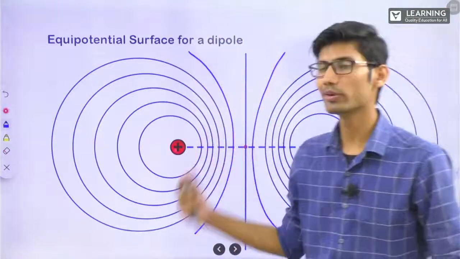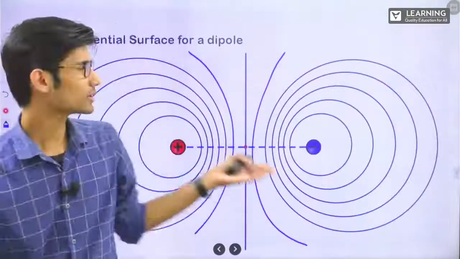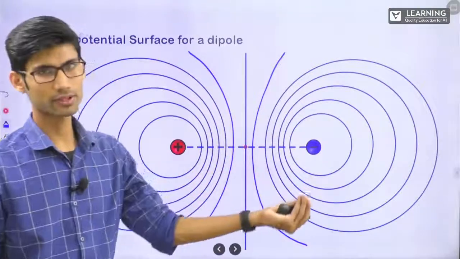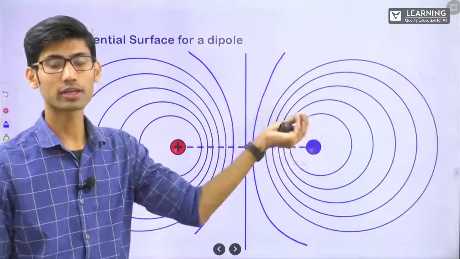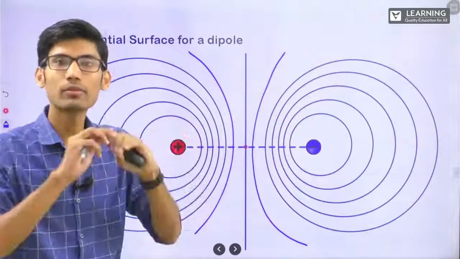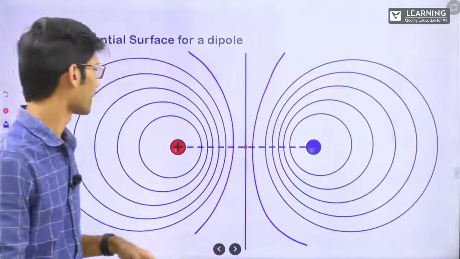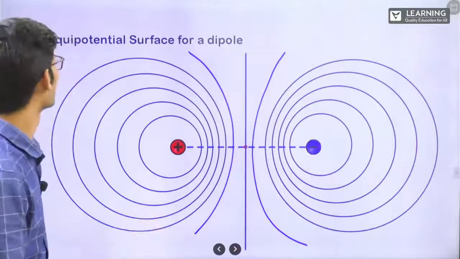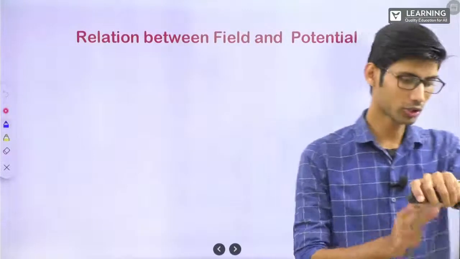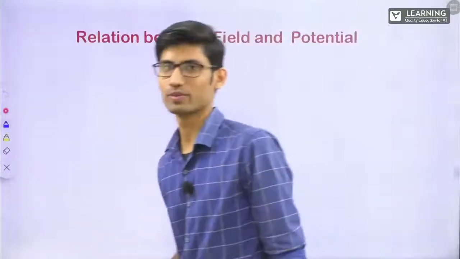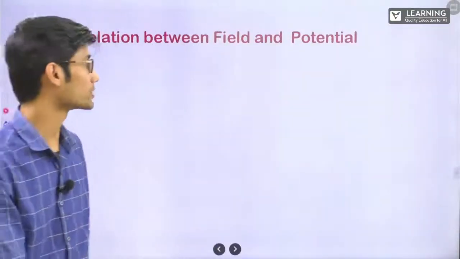So with this, we complete the equipotential surface. It's no rocket science, it's a very simple thing. It is a surface on which at all the points the electric potential is the same. It can be any value, but the same. Now, relation between field and potential. The important topic for today is this: relation between field and potential.